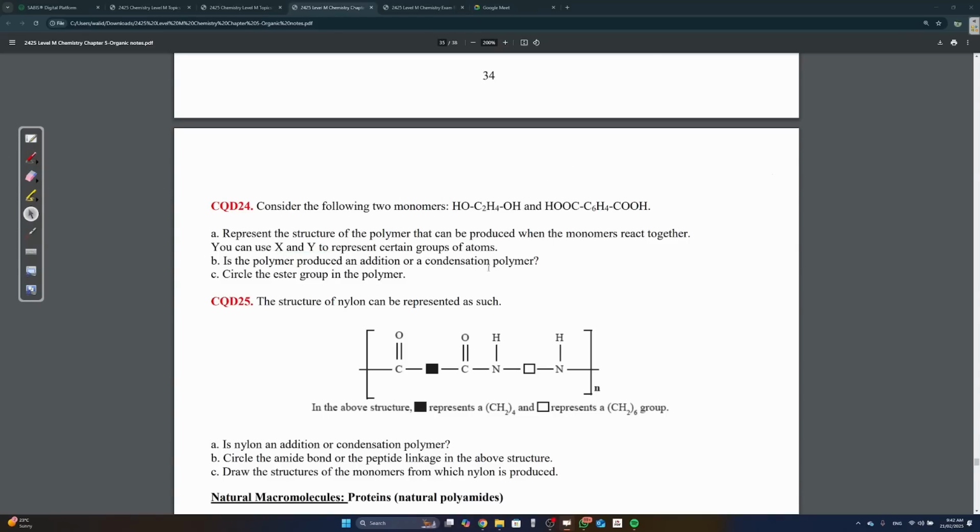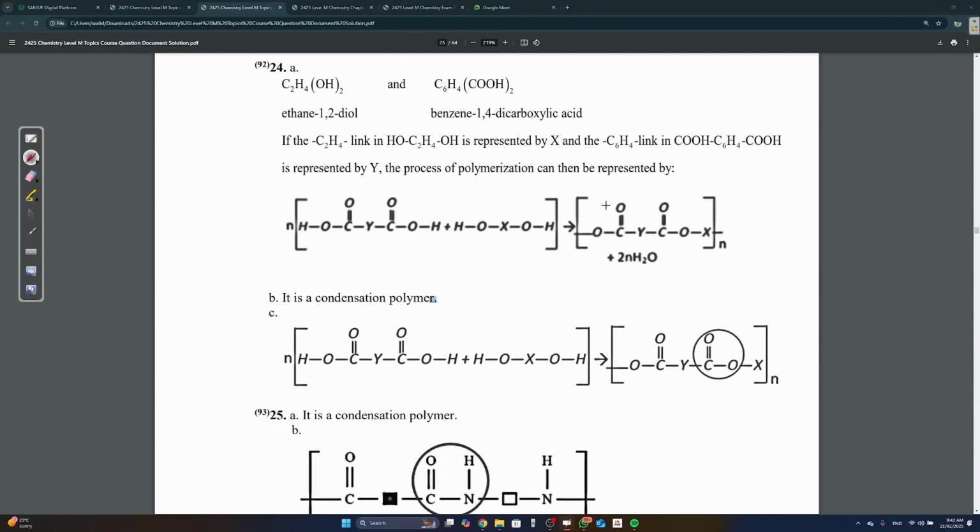Is the polymer produced an addition or a condensation? What do you think? If you have two monomers, then it's a condensation. Circle the ester group in the polymer. What's the ester group? This, right? And this, we have two ester groups. I don't know why they didn't circle this one. I think I know why: it should be between both R groups. So if you were to choose between one, circle the one between both R groups.